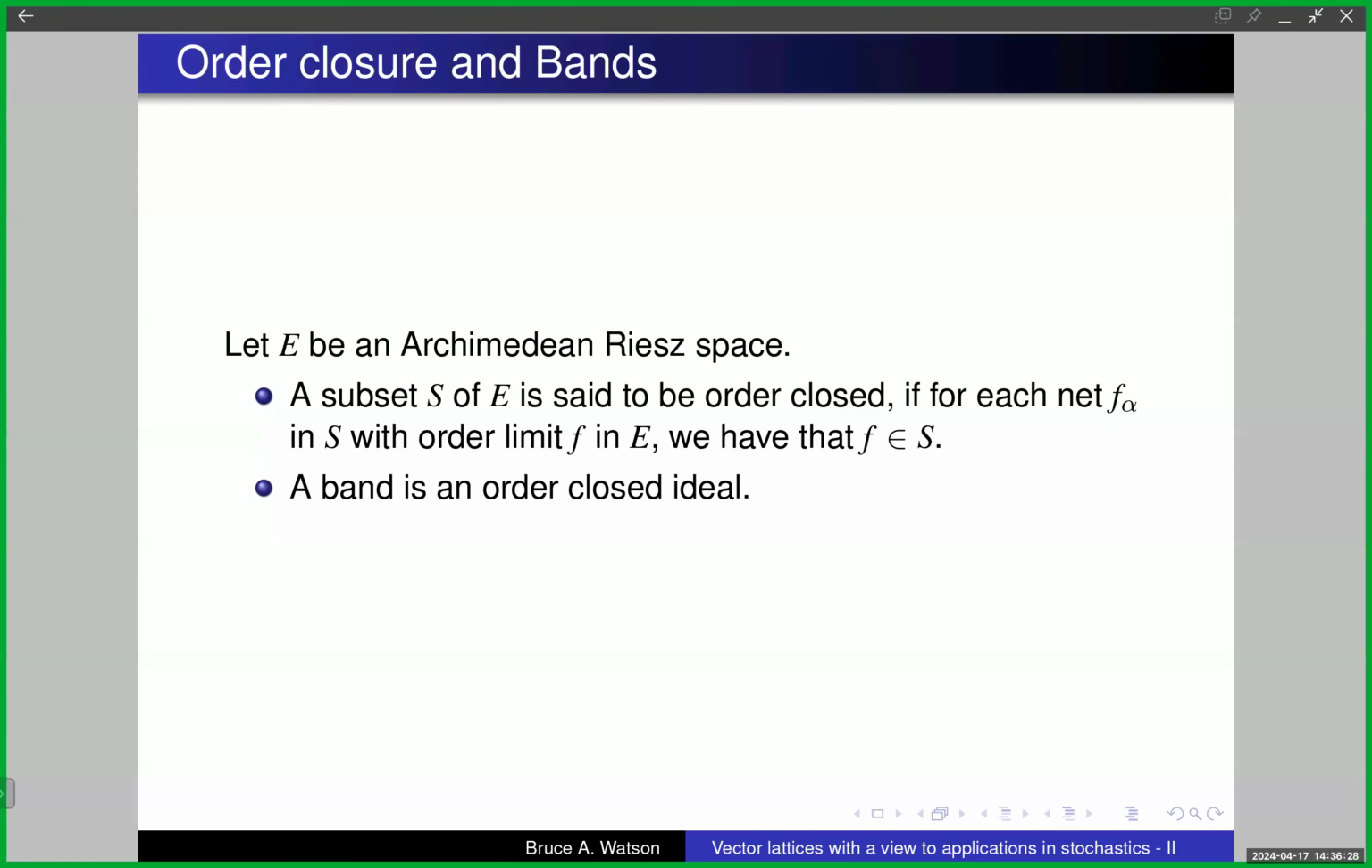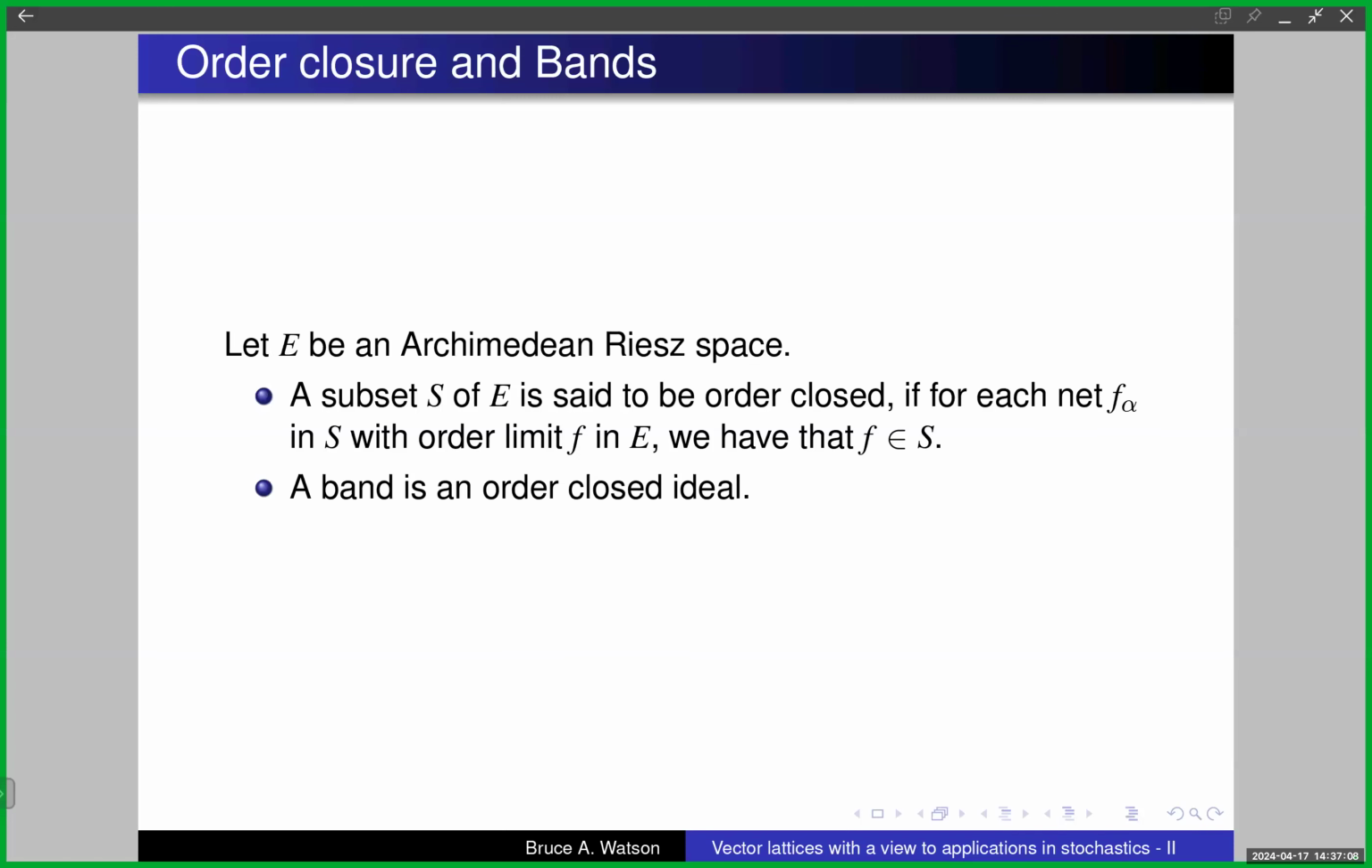Now, let us go back to some of the things we were looking at earlier in this talk. If we have an Archimedean respace and we have a subset S of E, we say it is order closed if for each net f alpha in S with order limit f in E, we have that f is again in S. So this is very similar to our sequential version of closure that everyone knows and loves.